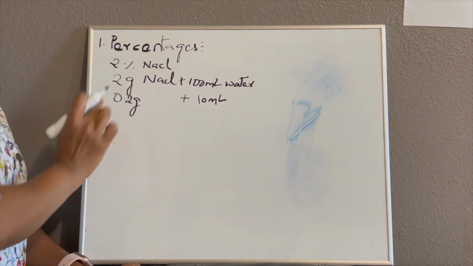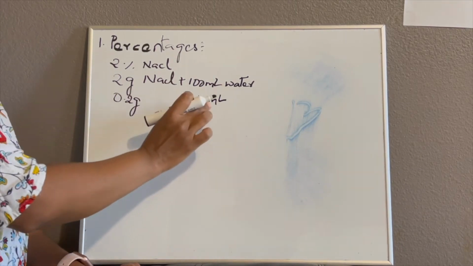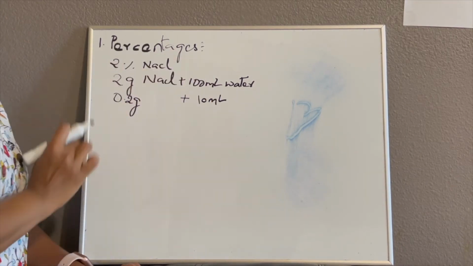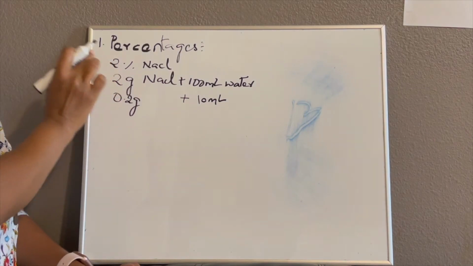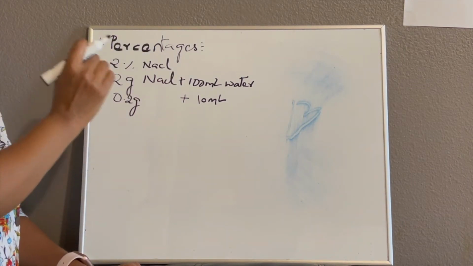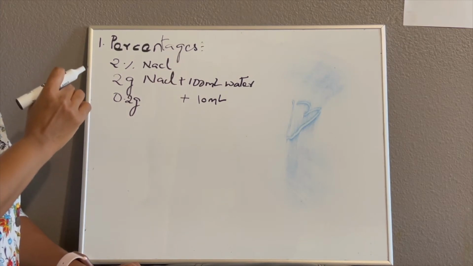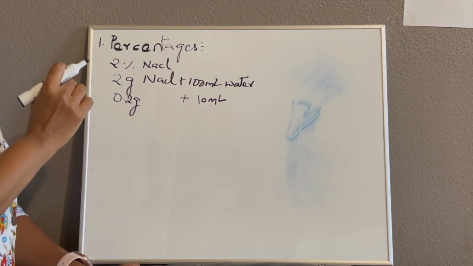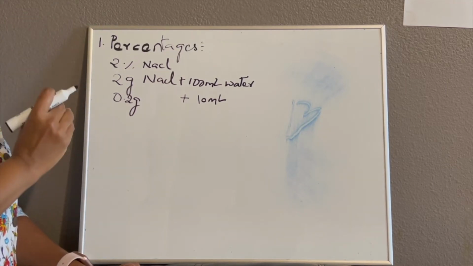If you see the first and the second one, when you need only 10 ml and you prepare 100 ml, you're going to waste a lot of solute. NaCl may not be an expensive solute, but there are some compounds which are really expensive. So we need to be really mindful of how much volume we need.